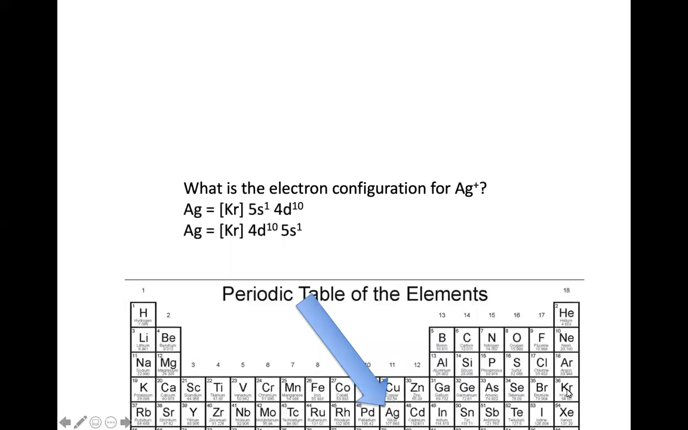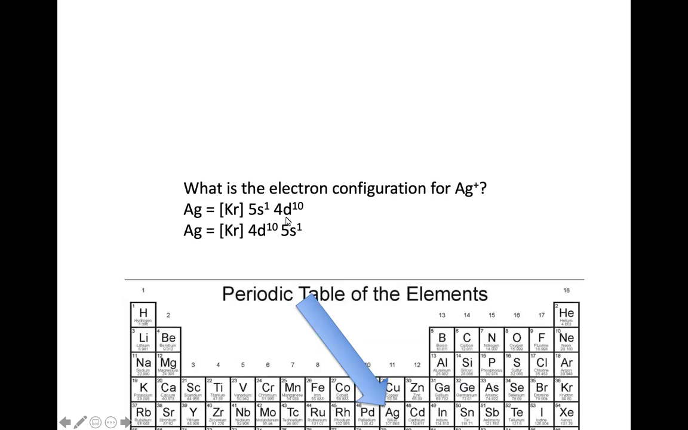I would have a krypton core, and I would have my 5s and 4d. Now, copper right above it, that was one that we described as having an anomalous electron configuration. Remember what happened? We took one of the s electrons and brought it over, so we had a complete d shell within that. Same thing happens with silver right below it. So the elemental silver, I would say, is a krypton core, 5s1, 4d10.